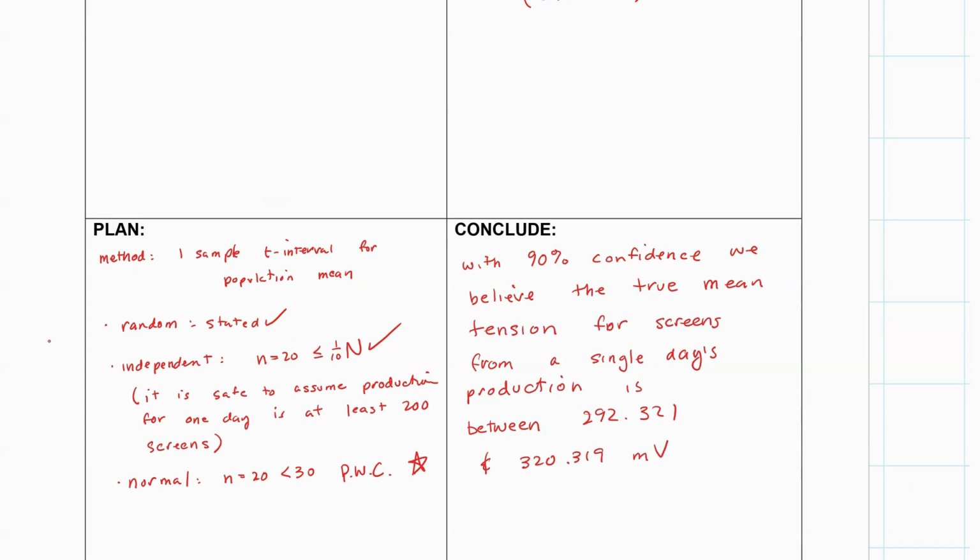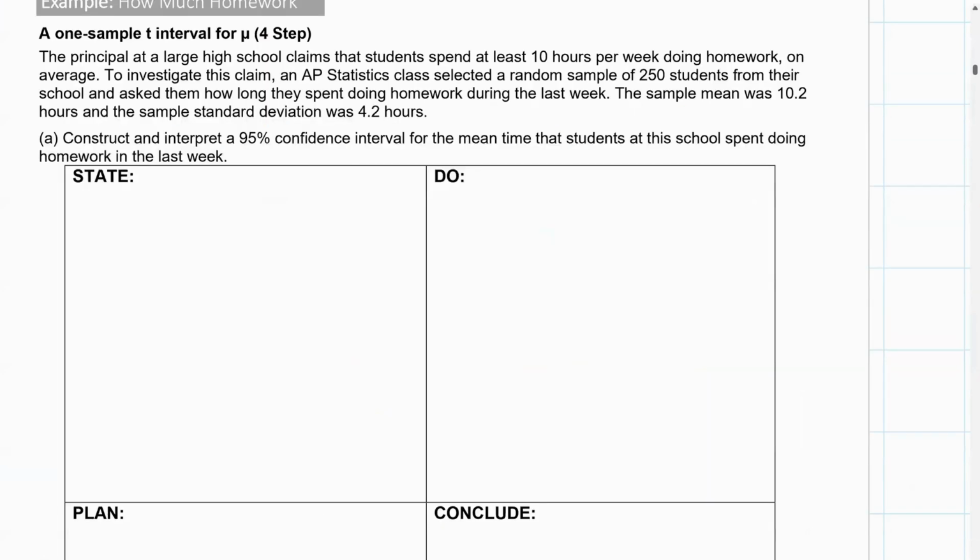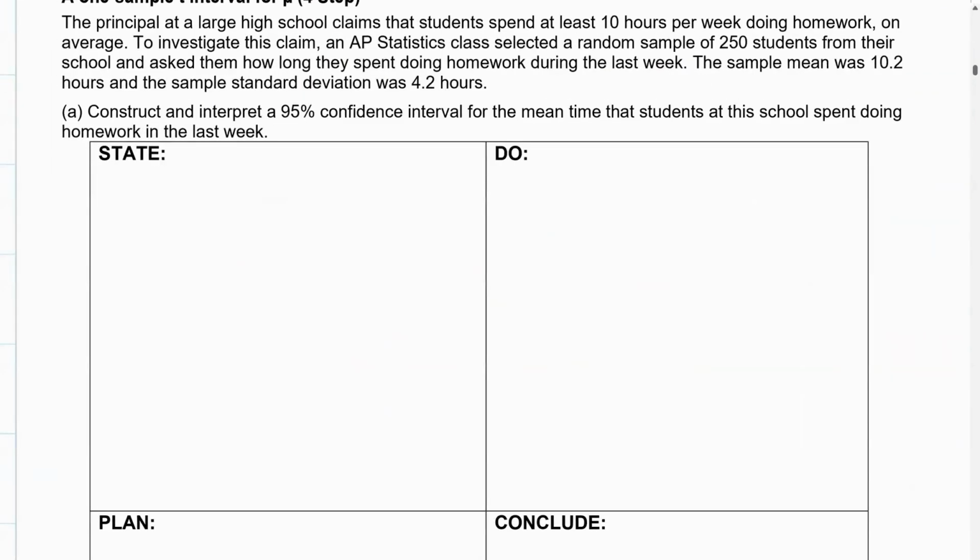Okay, let's do that again for another problem. It says a principal at a large high school claims that students spend at least 10 hours per week doing homework on average. To investigate this claim, an AP statistics class selected a random sample of 250 students from their school and asked them how long they spent doing homework during the last week. The sample mean was 10.2 hours, and the sample standard deviation was 2.4. So construct and interpret a 95% confidence interval for the mean time that students at the school spent doing homework in the last week.